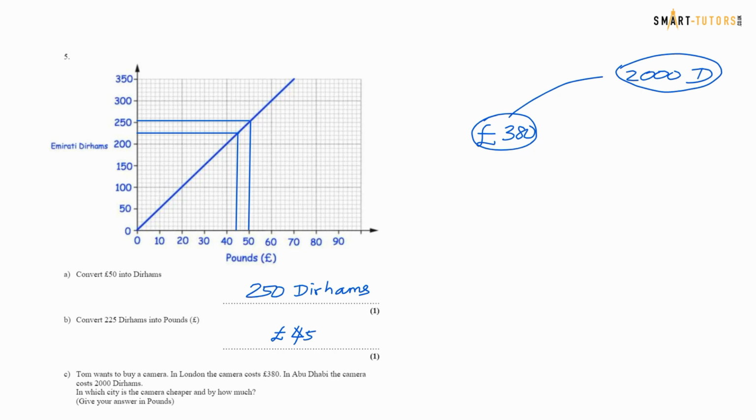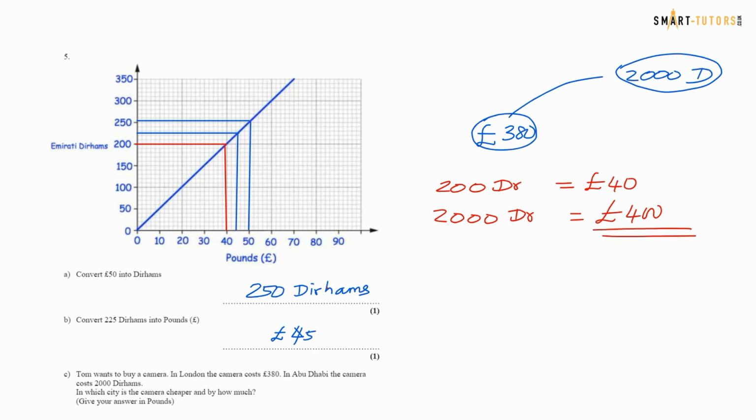So first of all, what we can do is, here is a conversion. I can see a quick conversion. 200 dirhams equal exactly 40 pounds. So that is the conversion. And if you have 2000 dirhams, it's going to be 400 pounds. So in Abu Dhabi, it's going to cost 400 pounds, and in London it is 380 pounds.